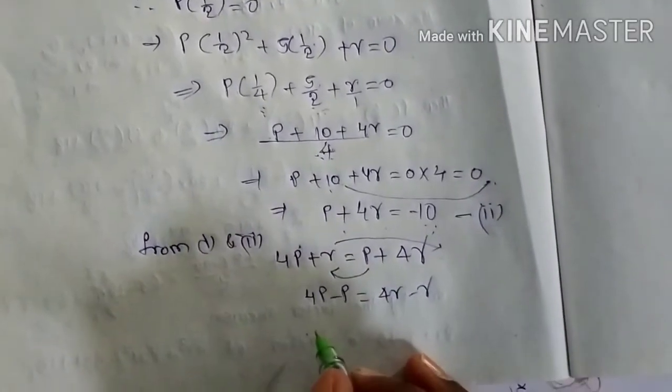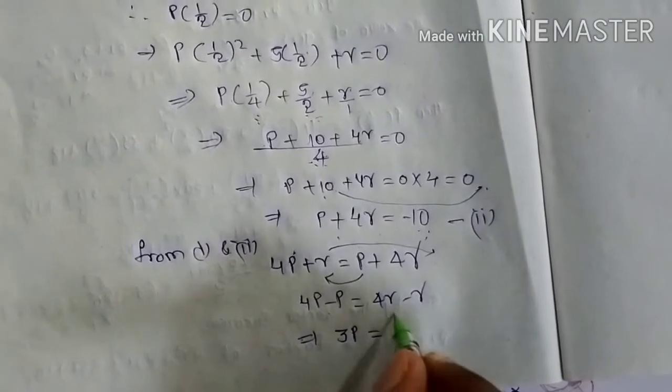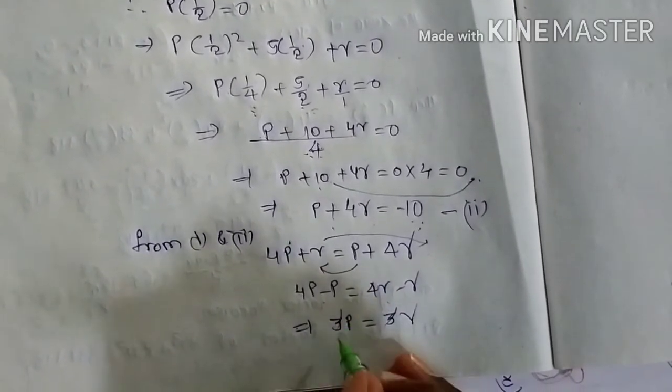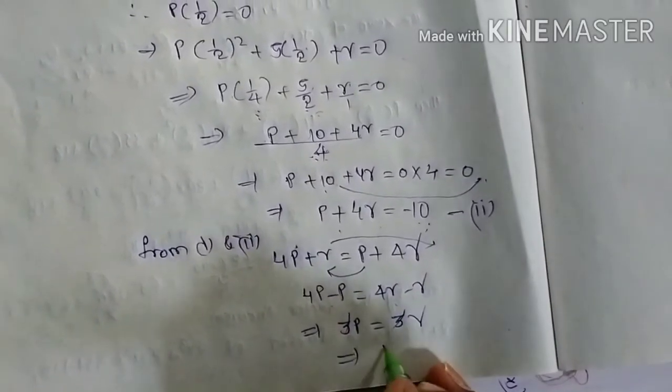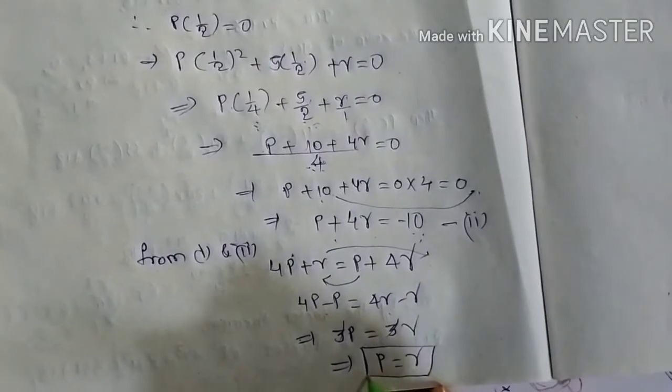Yes. That means you can see here 4p minus p is how much? 3p is equal to 4r minus r is how much? 3r. That means you can see 3, 3 cancel. Yes or no? Yes. That means what you are getting is how much? P is equal to r or not? Yes. P is equal to r.